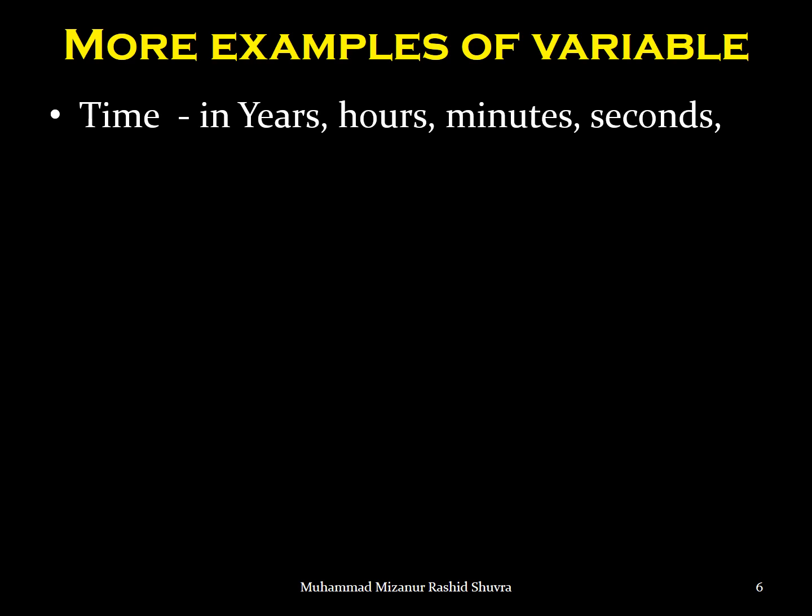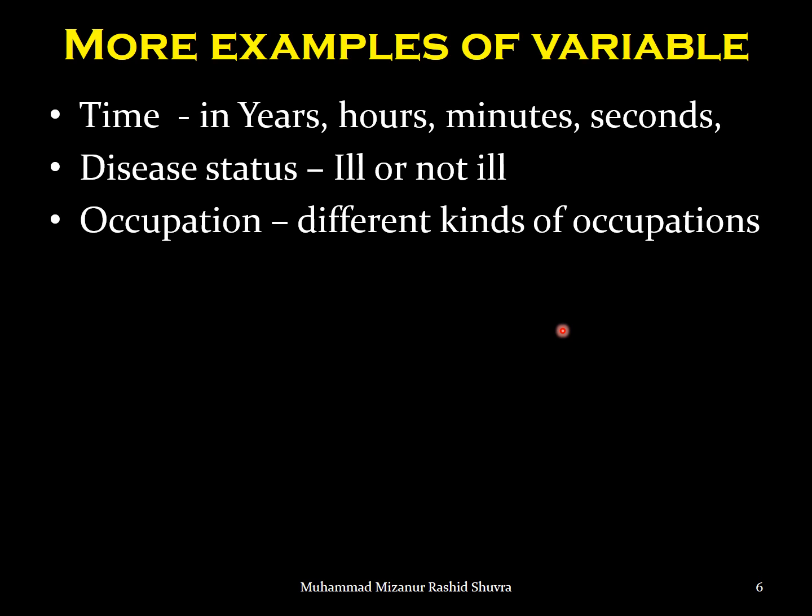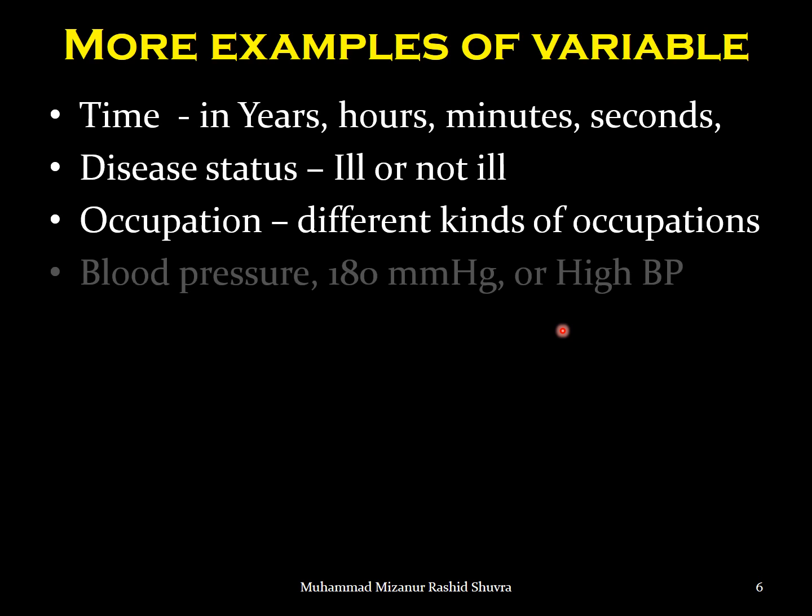So there are more variables. For example, time changes, and we measure it in hours, minutes, years, months, whatever you want. Then disease status is a variable. Why? Because some people are ill and some are not ill. So you can have two statuses of disease for an individual. You can have occupation as a variable, because different people have different occupations. And then blood pressure, it can be 180 millimeters of mercury, if it's systolic or even diastolic, whatever, that's a high blood pressure. So you can say high blood pressure, low blood pressure, or you can measure blood pressure in numbers.